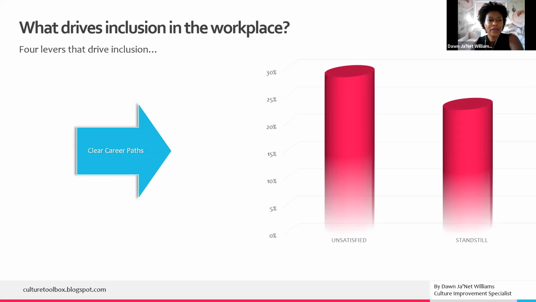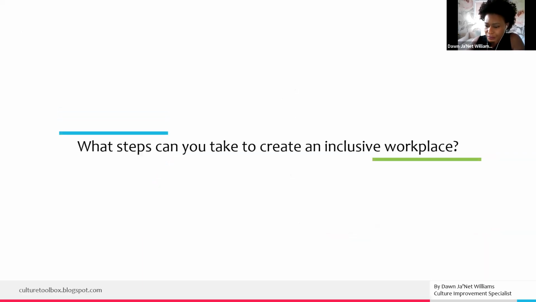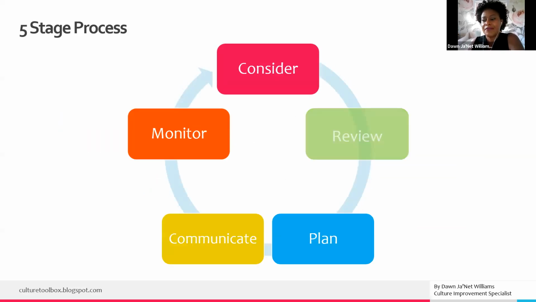So how can all of this be changed? What can we do to change this? Let's talk about some step-by-step measures you can take to make your workplace more inclusive. There are 5 stages in this process. So again, let's talk about them one by one.